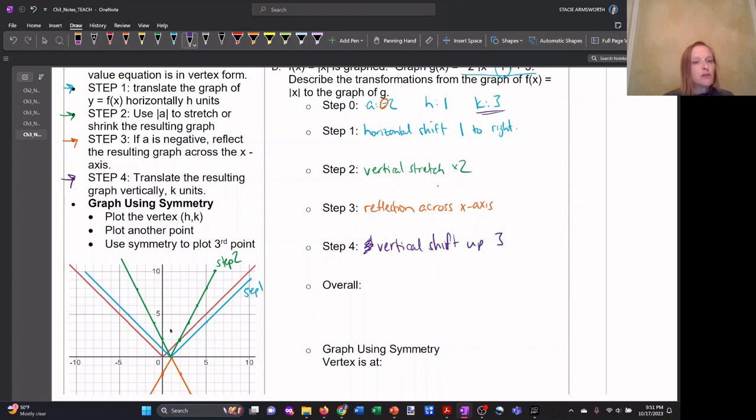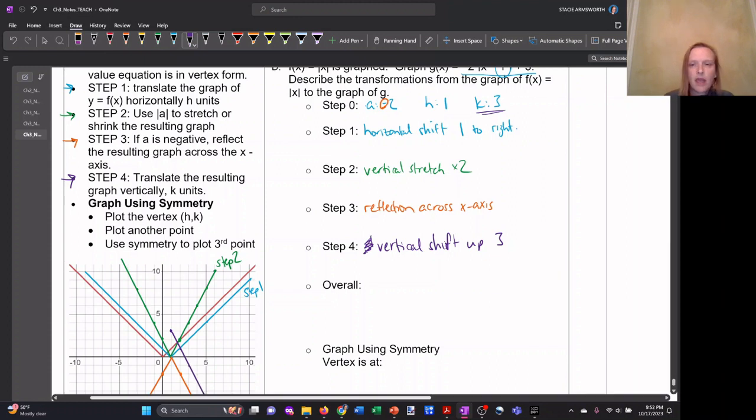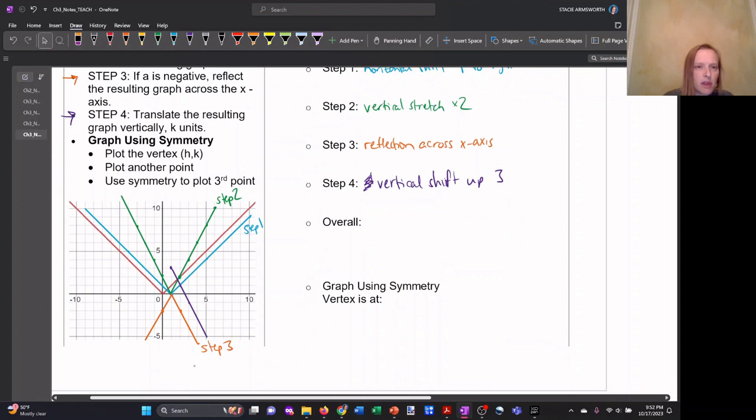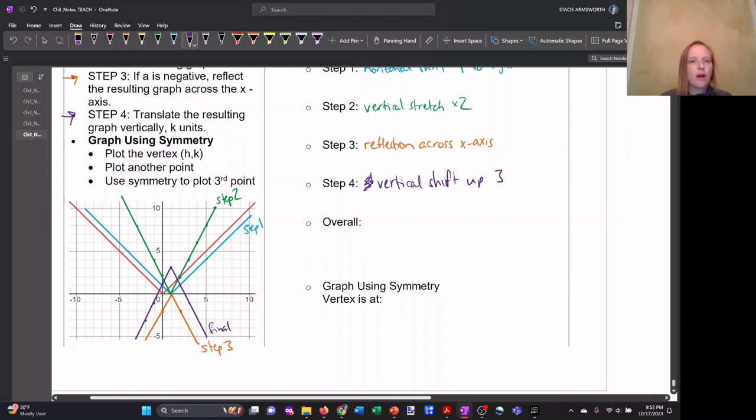But this is just a shift, so my slopes are still the same. I'm going to have a -2 slope down here in this direction. And I'll do the same thing here with my slope of +2 going in this direction. And this is my final graph after I've done my vertical shift.